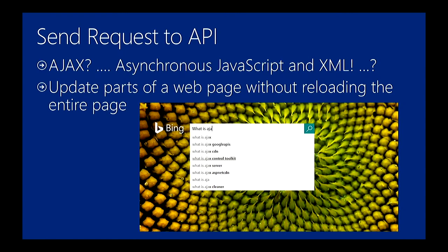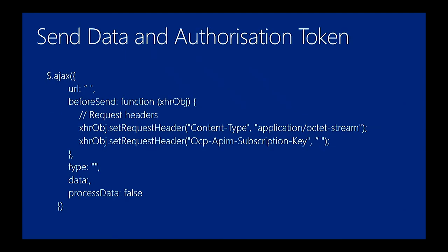Cool, so getting straight into it. I'll explain what the code does, and then I'll go ahead into Visual Studio Code and start adding it in. So there'll be 3 parts to sending this request through Ajax. The first part is sending the data and the authorization token. So first part, the URL. That's where you'd enter in your request URL.